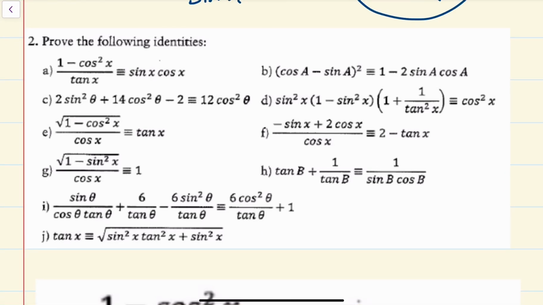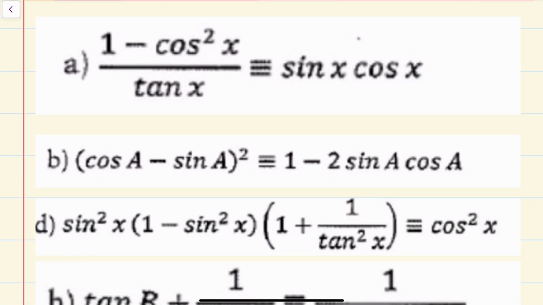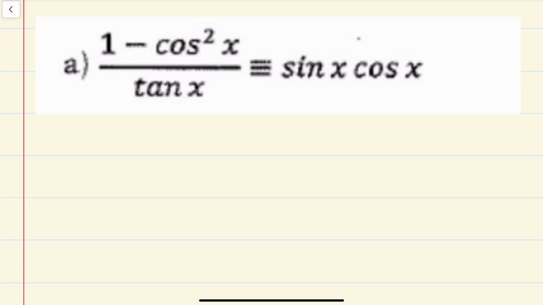We're going to look at this video on proving trig identities. Now there's a whole pile of trig identities here. I'm not going to do them all, but after I've shown you the techniques for a few of them, hopefully we can all work through the rest of them. So the first one we're going to look at is part A, and this is for AS level mathematics.